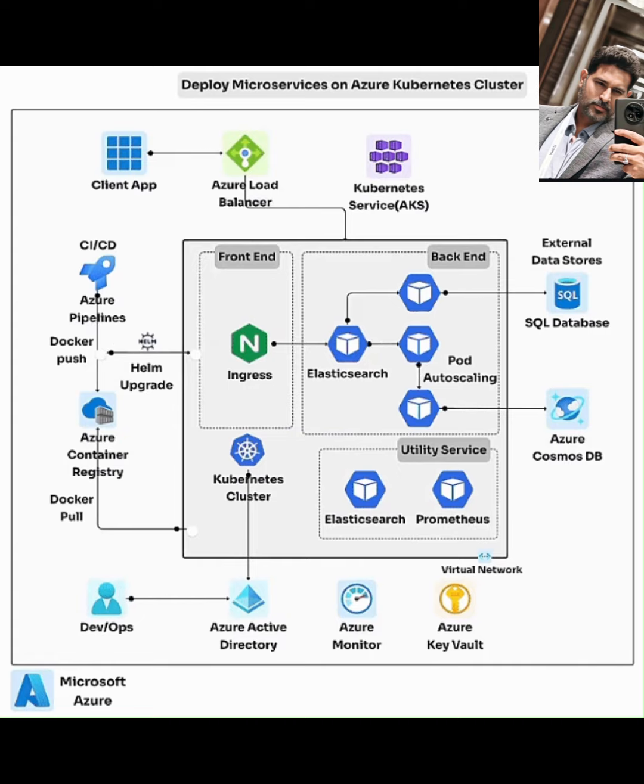Now, how do users actually access our microservices once they're running in the cluster? That's shown at the top. A client app, this is what the user is interacting with, sends traffic. This traffic first hits an Azure load balancer. This distributes incoming requests across different entry points to our application.